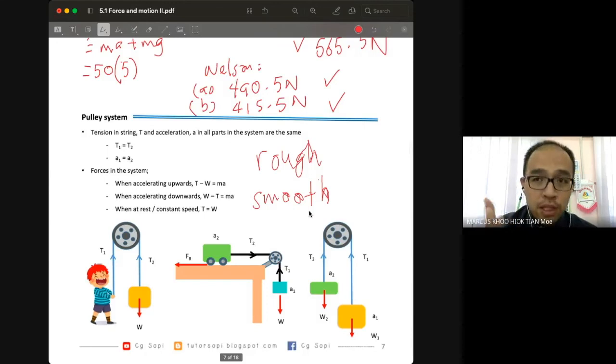So a smooth surface means no friction. A rough surface means there is friction. Okay, so let's remember this.